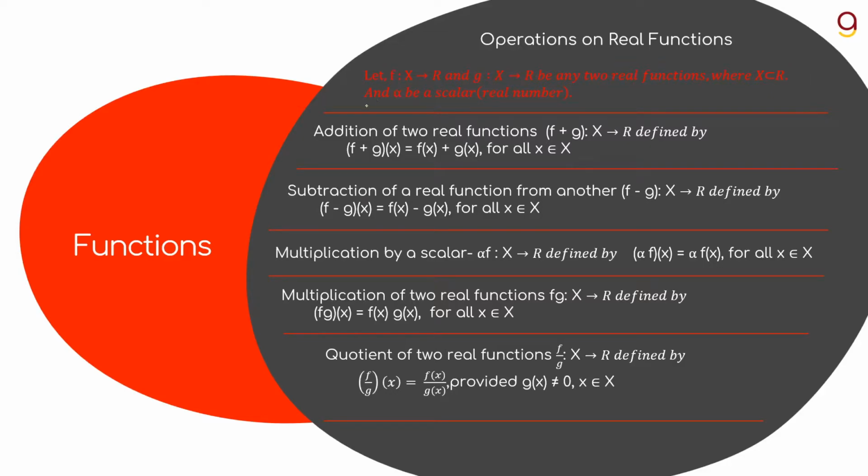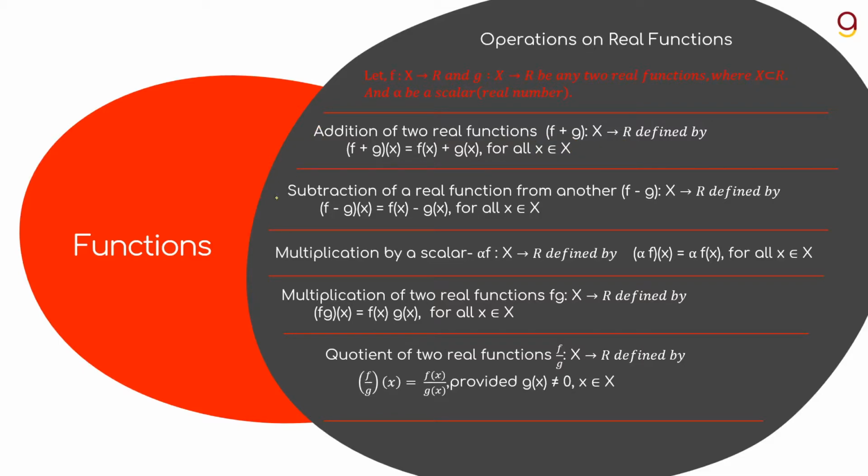Now let's see the addition of two real functions. Addition of two real functions will give us a new function f plus g defined from X to R, defined by (f plus g)(x) is equal to f(x) plus g(x) for all x belongs to capital X, where capital X is the subset of real numbers. So while adding two real functions, we just add f(x) plus g(x).